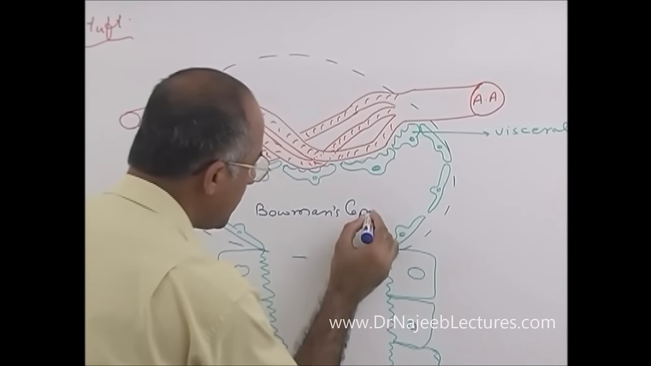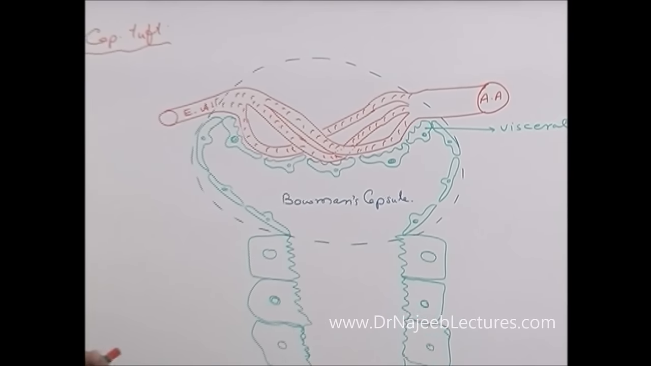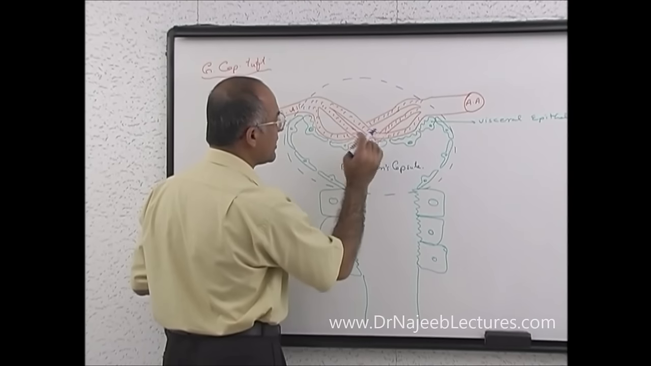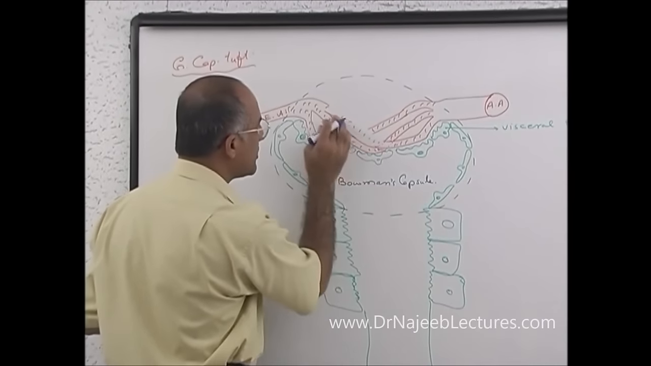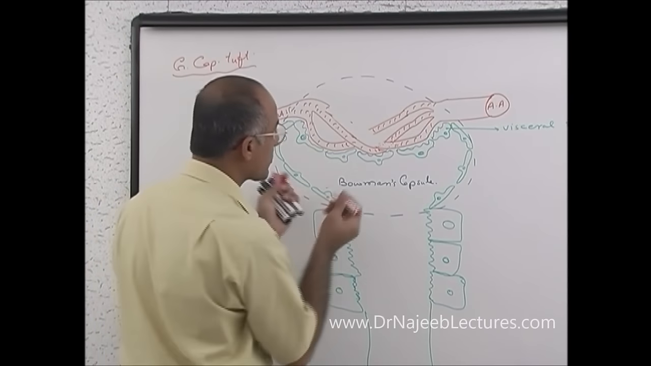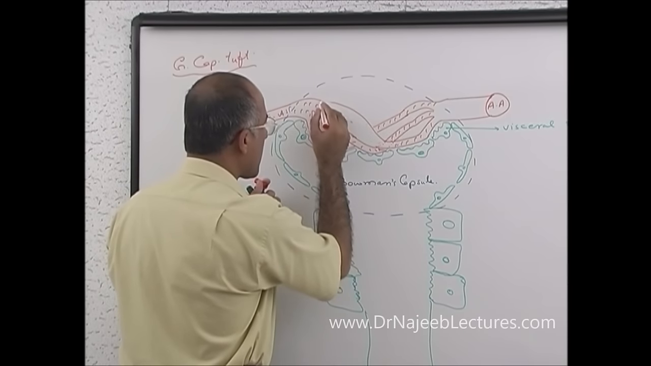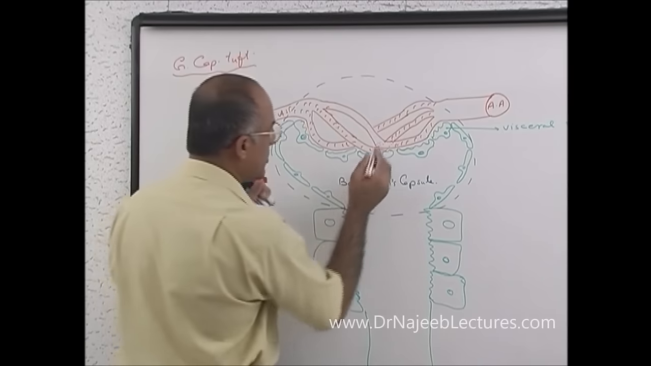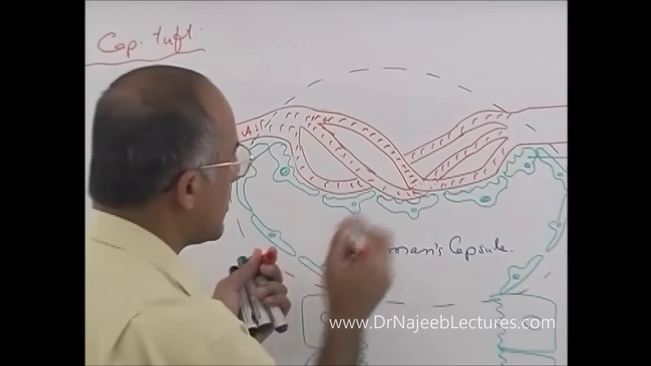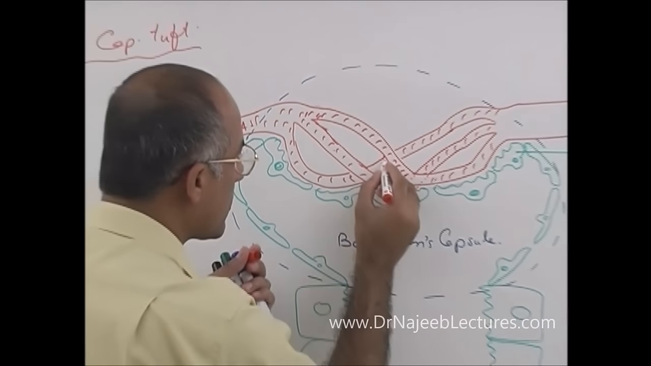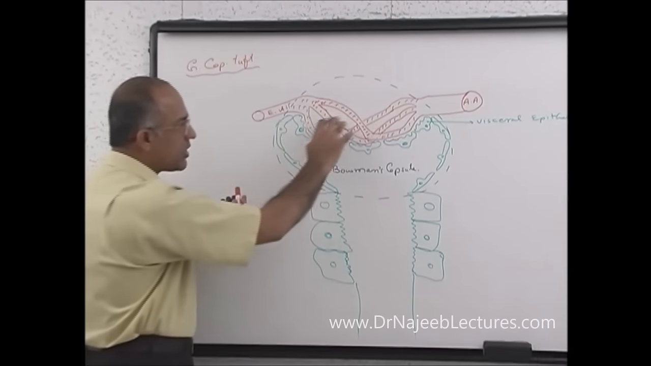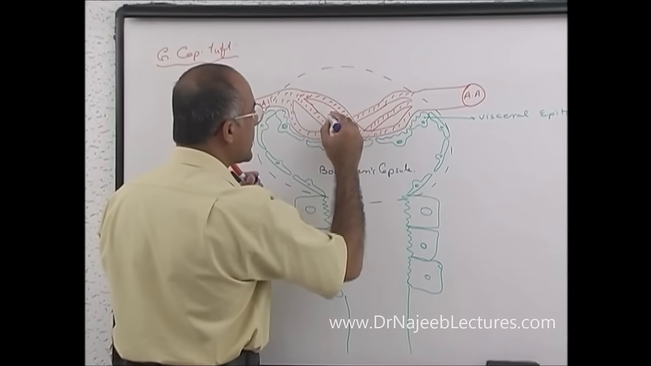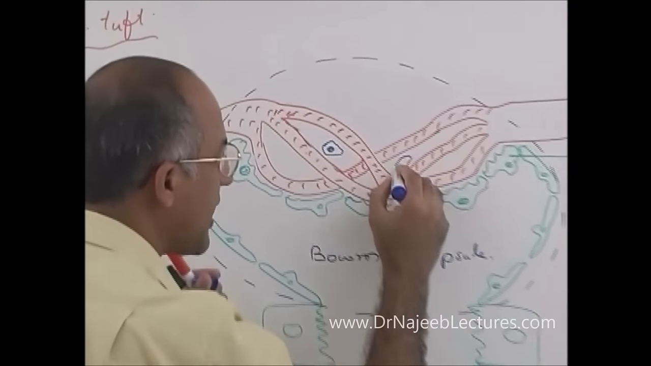Bowman's capsule. Another important point which I want to mention, that there are special type of cells in between these capillaries, and these cells are called, I will just highlight these capillaries a little more. Now, what you really see, this is a bunch of capillaries. Now, all these capillaries, on one side they are having epithelial cells, right? Other side, they are having special type of these cells, and these blue cells are called mesangial cells.